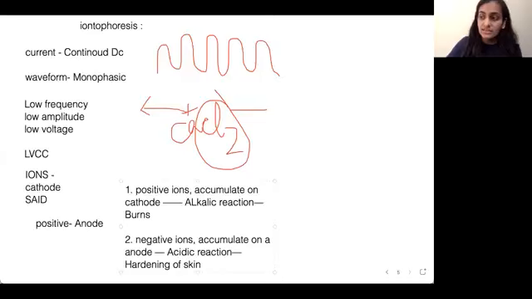What is current density? The current that is given as per the surface area. So whatever amplitude that we use divided by the surface area is called the current density. What will happen if the current density is too high?